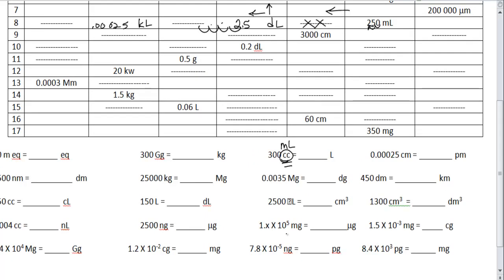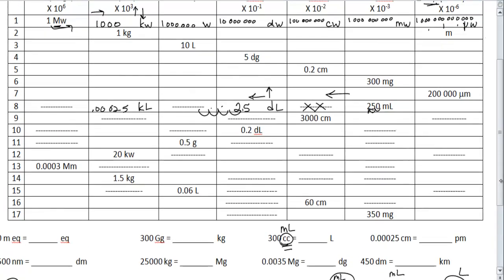And if you feel comfortable with powers of 10, go ahead and do these problems. If not, they're not really required. Again, notice anytime you see cc's or cm cubed or dm cubed, you need to replace these with either milliliters or liters in order to use the metric ladder.